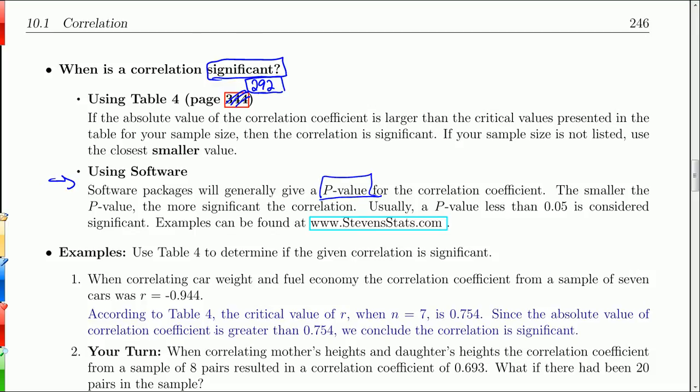And generally a p-value of less than 0.05 is considered significant. And it depends. There's actually a hypothesis test going on in the background. But this 0.05, those critical values that are in the back of the book, are based on a 0.05 significance level. So if you use software, it will probably return a p-value, and if the p-value is less than 0.05, for the purposes of this chapter, we'll call that significant. Okay. But you can always just use the table.